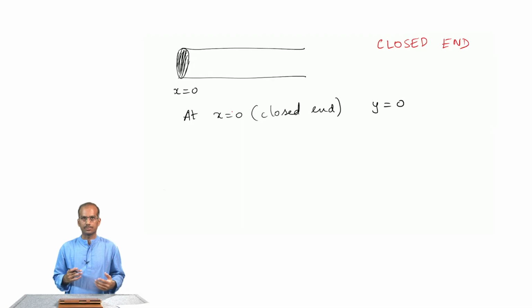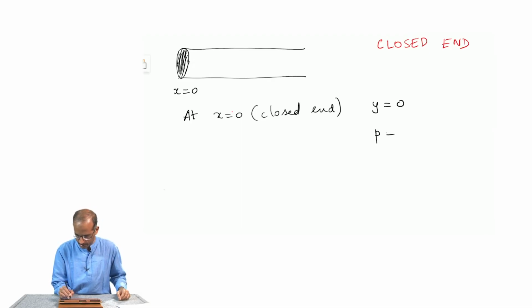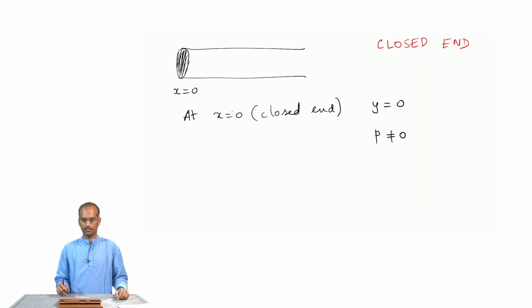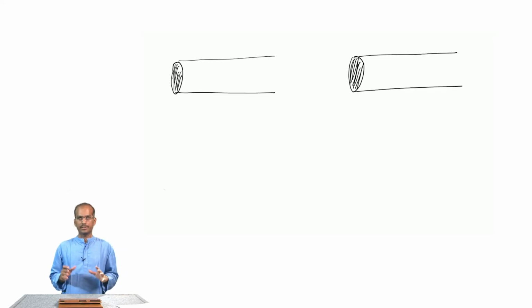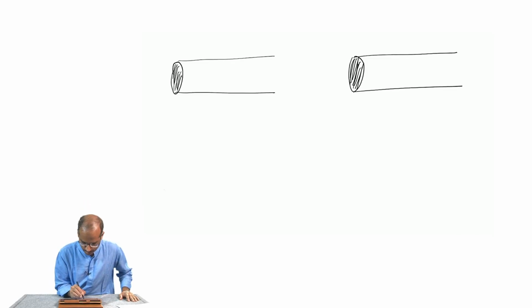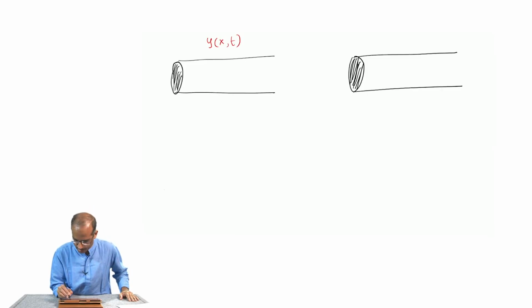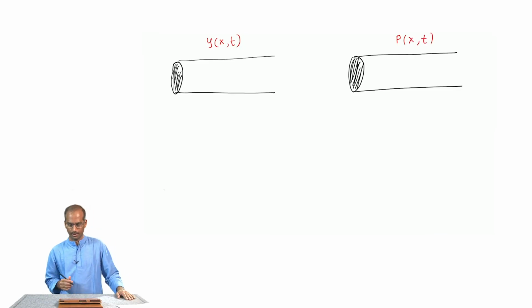and again since p and y maintain a phase difference, at the closed end p is not equal to 0. Now, we can actually look at some of the patterns of oscillation in tubes of various kinds. So, let us see the same thing from the perspective of displacement as well as from the perspective of pressure. So, let me show here the perspective of displacement and here the behavior as seen for pressure.